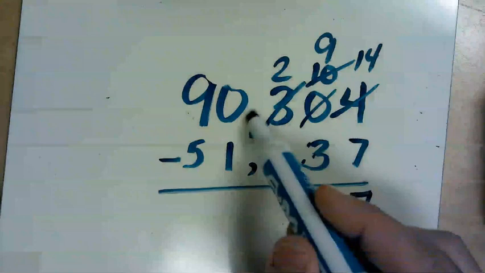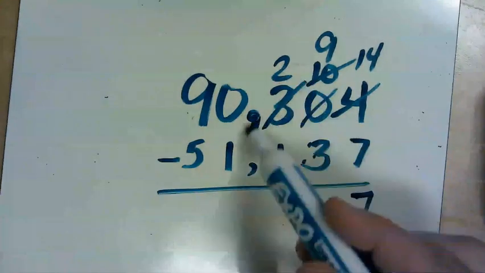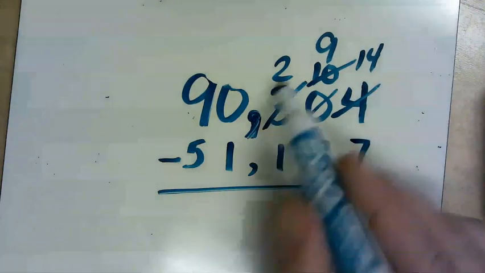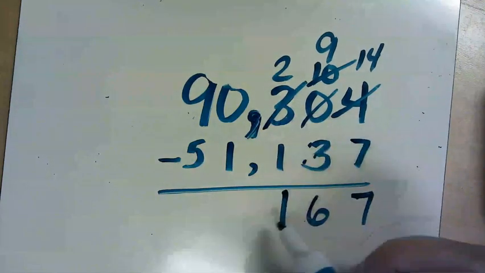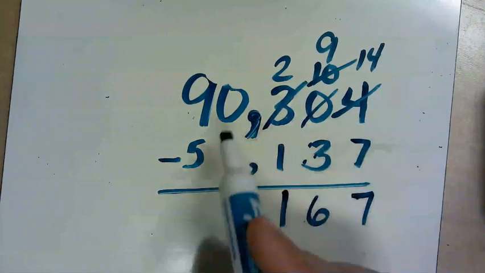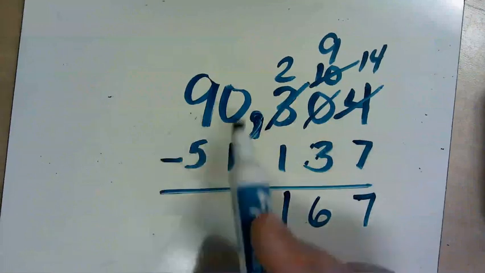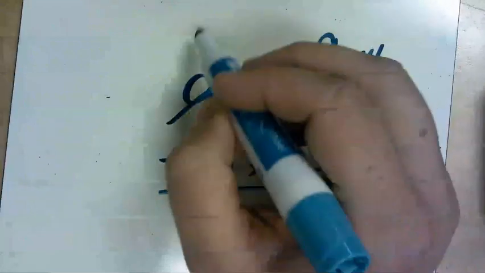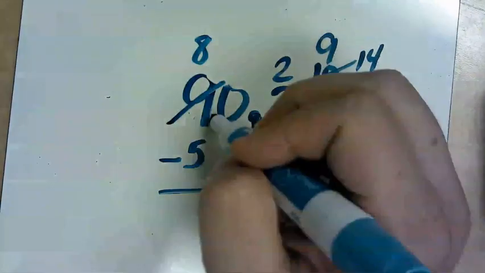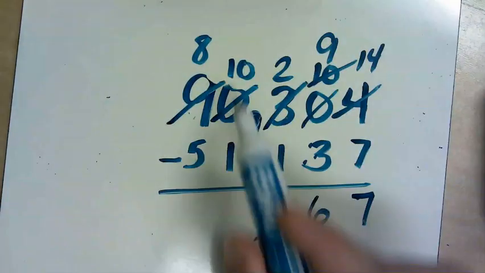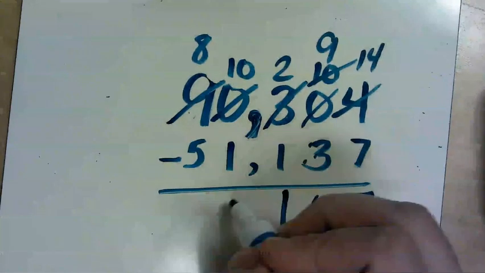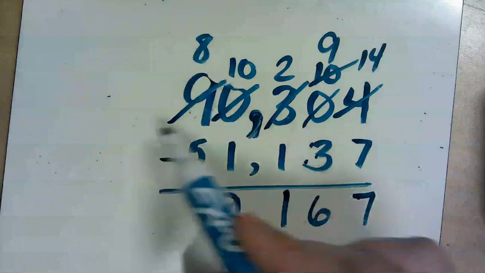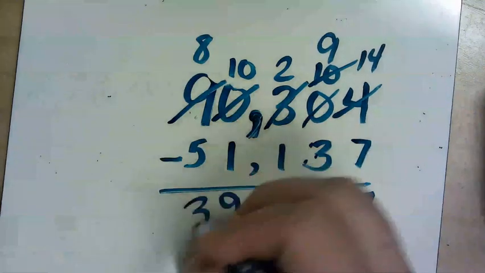In my hundreds place, I've got 2 minus 1. The 2 is larger than the 1, so I can just do it. Easy enough. In my thousands place, 0 minus 1. If I have a 0, I can't do it. So I've got to go next door and take 1 away from my 9, which turns it into an 8. Now I have 10. 10 minus 1 is going to give me a 9. And then in my 10,000s, 8 minus 5 is 3.